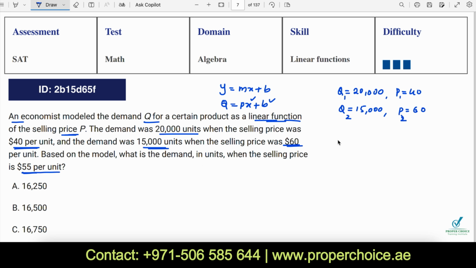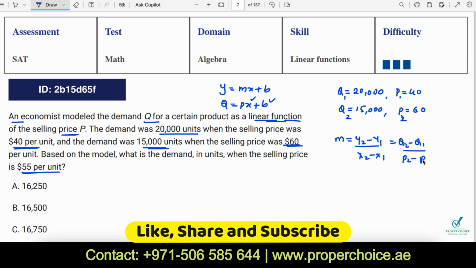Okay, so here we are supposed to find the slope. How do we find the slope? Generally, rise over run, or we can say y2 minus y1 divided by x2 minus x1. In our case, we have to do it as Q2 minus Q1 divided by P2 minus P1. Substitute them. What are you going to get?